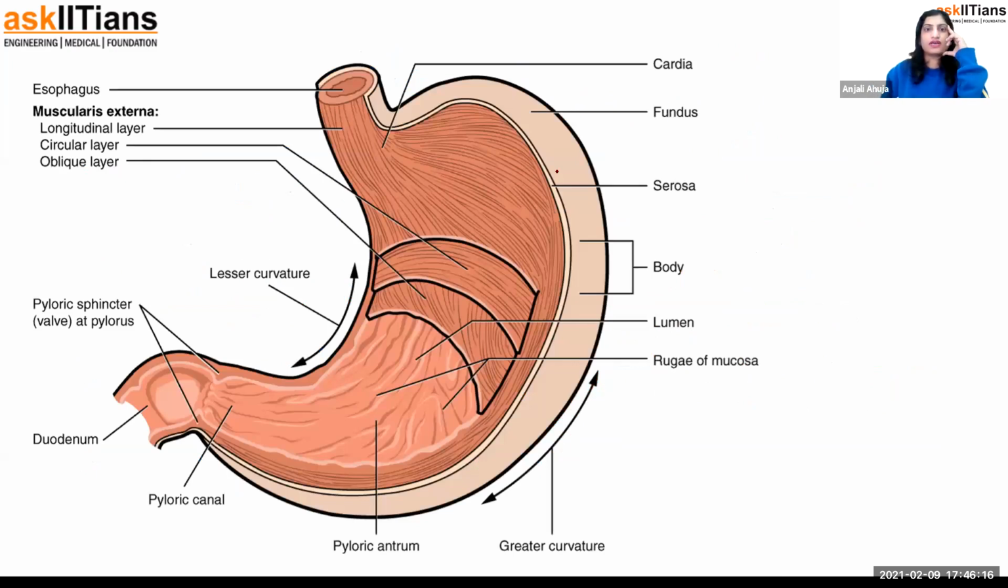Now, talking about the stomach, first of all, there are so many muscles present. This is the muscularis externa, meaning the external muscle layer. It has three layers: longitudinal, circular, and oblique. One is longitudinal like this, then circular, and then oblique. They all increase the surface area while we eat. Internally, they can increase the surface area.